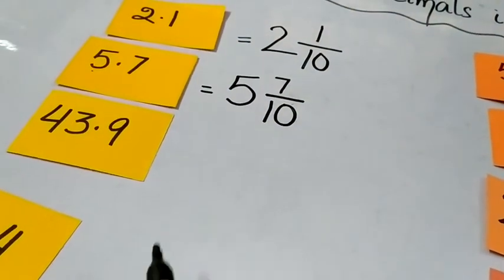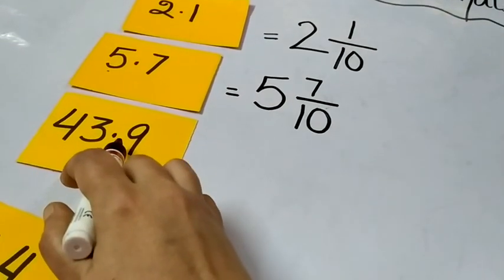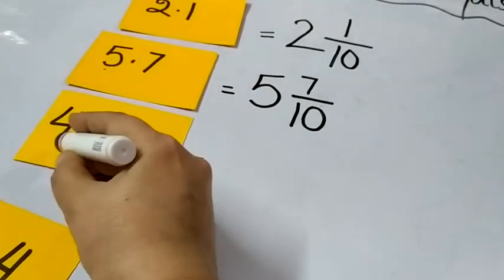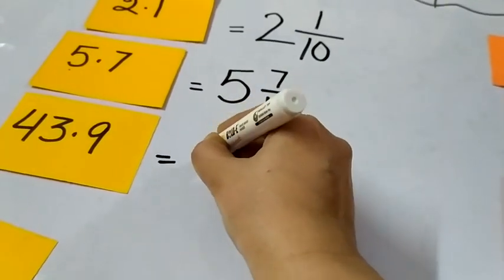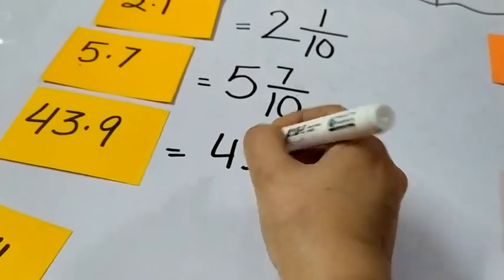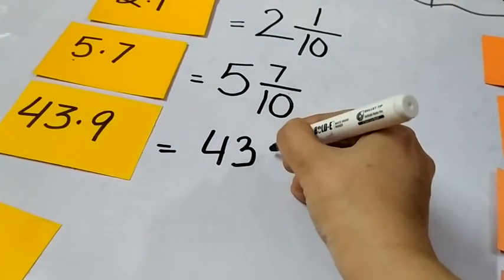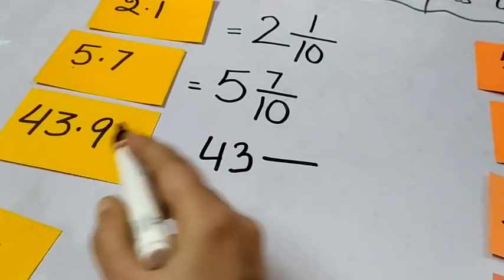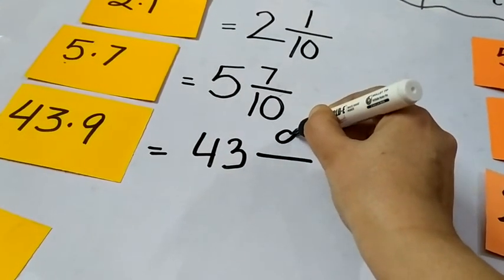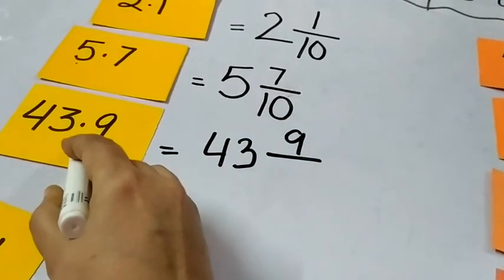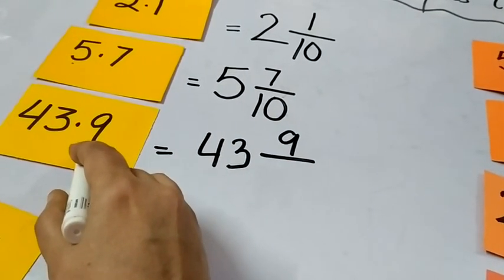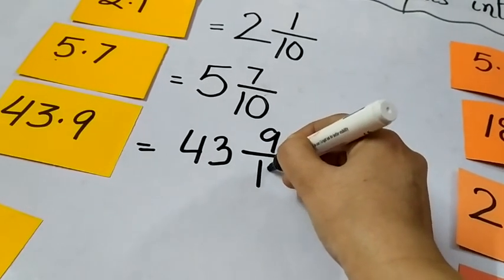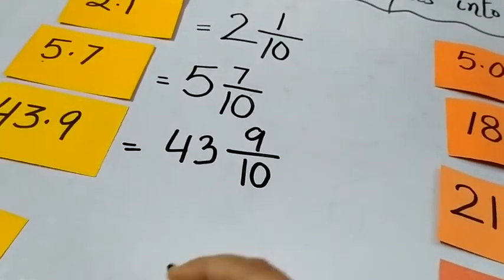Next is 43.9. So 43.9, 43 is my whole number. So I'll simply write 43, and then this decimal shows that I have to start with the fraction part. 9 is the number after decimal, so I'll write it as numerator. And it is the only digit, the first place. So the first place is 10th. So I'll write 10 as denominator.